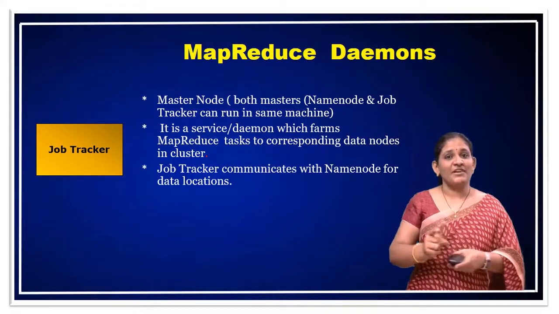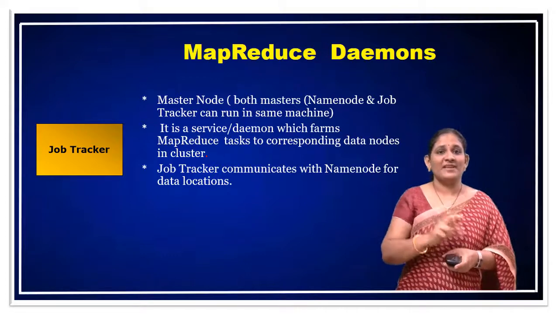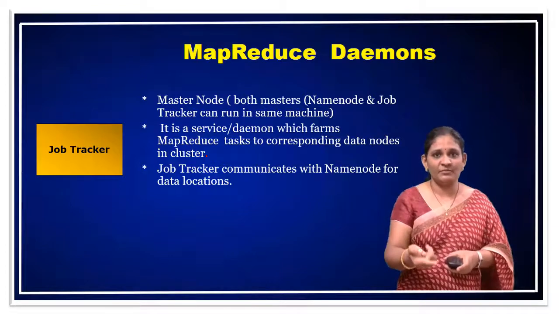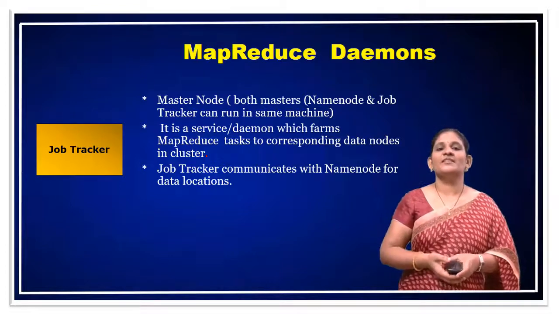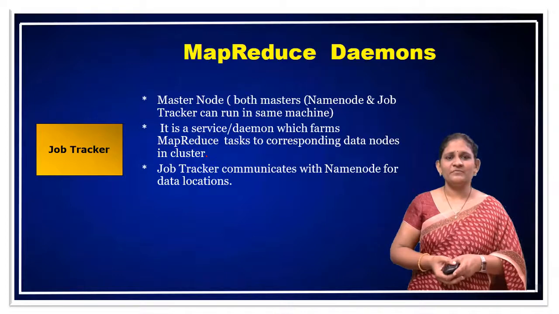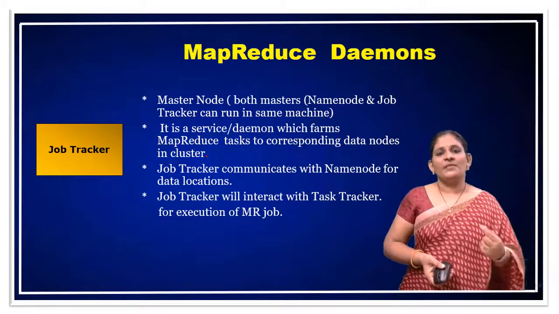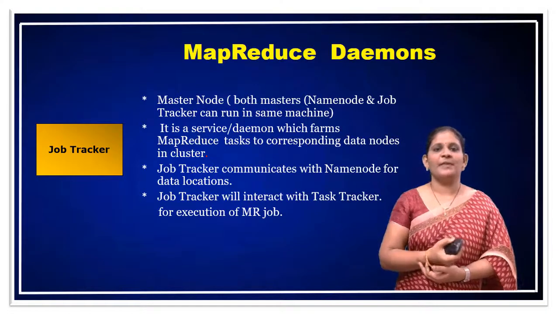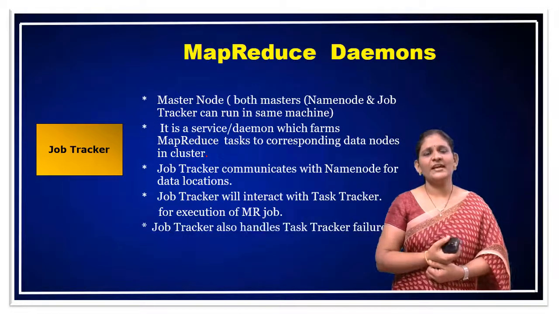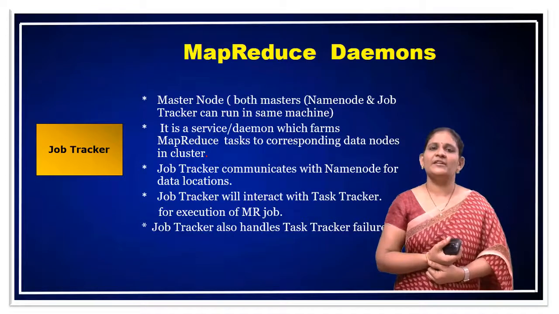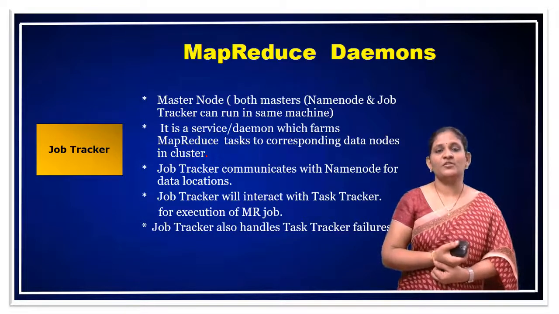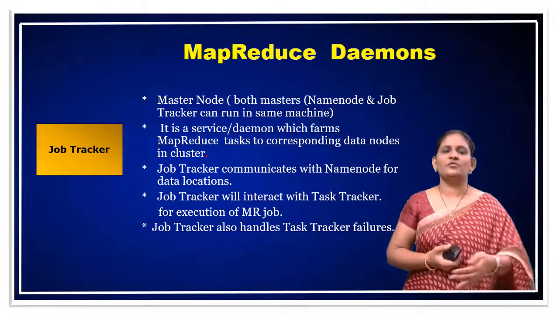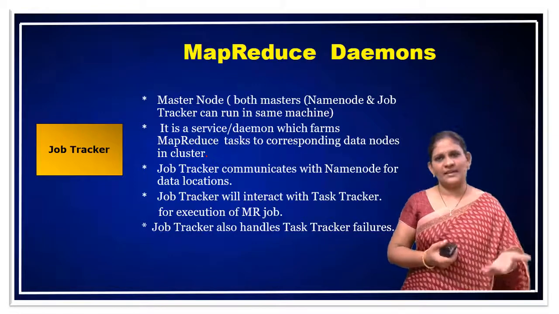So, the slave communication. We have seen the communication part now. Master will communicate. Slaves will also communicate. Job tracker communicated with the NameNode. Now the task tracker is communicating with the data node. Understand, students? The job tracker will interact with the task tracker for the execution of the MapReduce job. And the job tracker also takes care of the failures of the task trackers because it needs to monitor all the slave nodes. Whenever a task tracker fails, it needs to take an appropriate action. What are those actions? We will see in the next sessions.